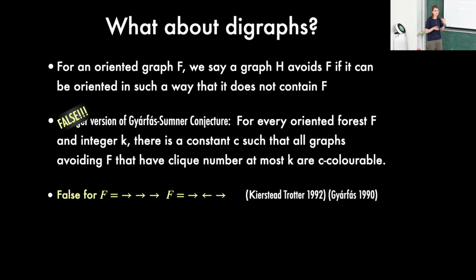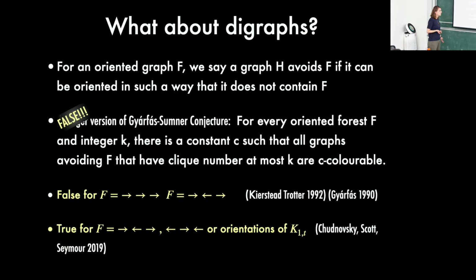They showed that Zykhov's construction can be oriented in such a way that it avoids this, and the alternating orientation of P4 was shown to not bound the chromatic number by looking at shift graphs, and that was shown by Gyarfas. So the question was whether or not the other two orientations do. It turns out they work. This is a super non-trivial theorem.